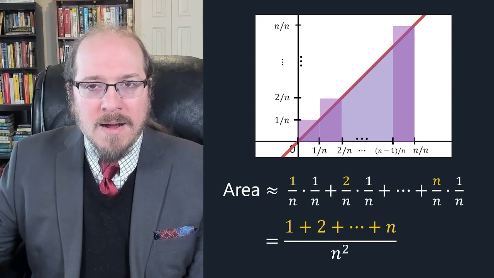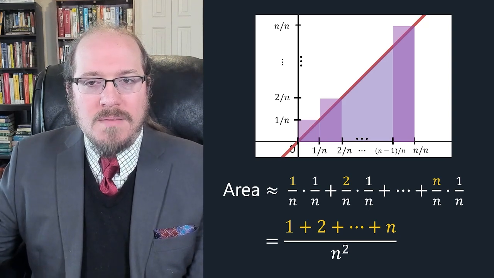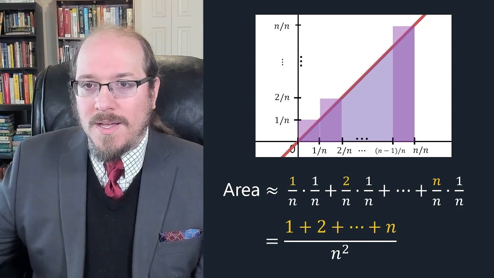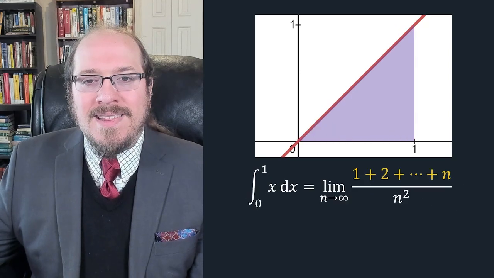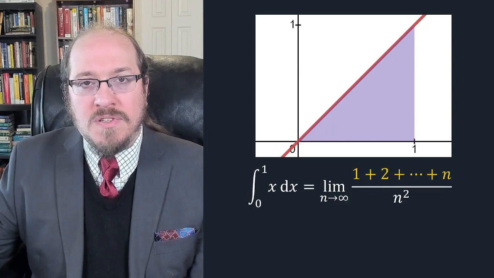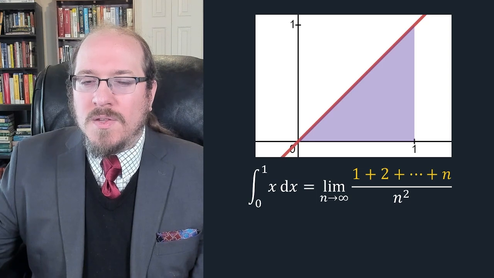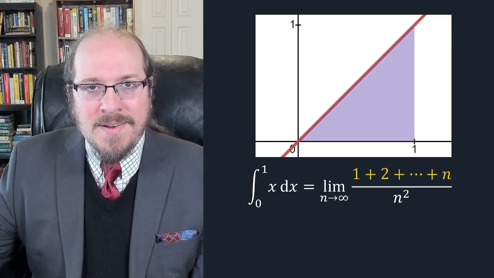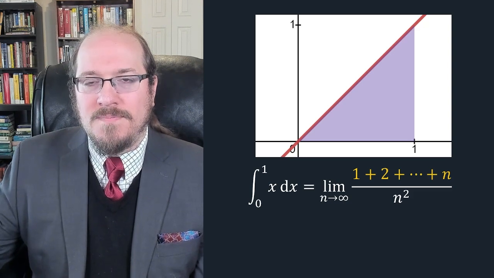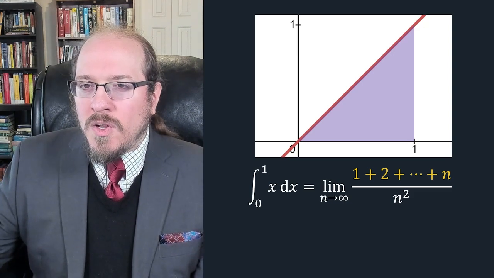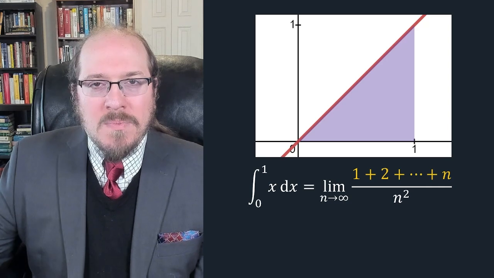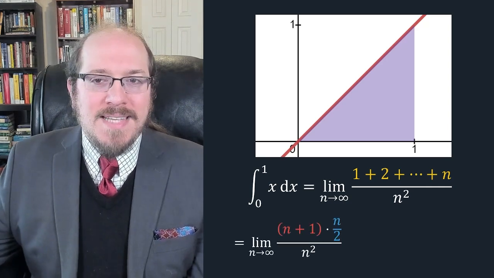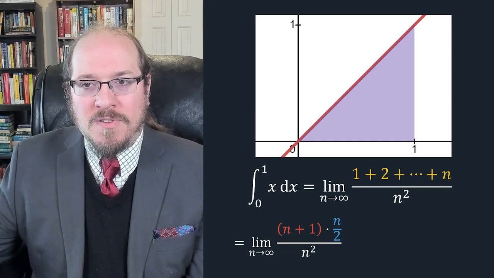Now this works for the area of a finite number of rectangles, but this is still just an approximation of the true area we're looking for. So what we want to do is find the limit as the number of rectangles goes to infinity, which means that the rectangles are getting thinner and thinner. So what happens as n goes to infinity in this expression? Look closely at the numerator. That's just the sum of all the integers from 1 to n. We just saw how to do that. That's just (n plus 1) times n over 2.